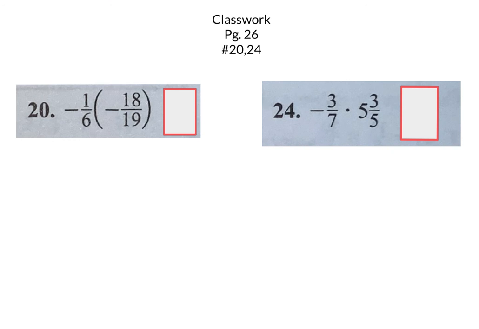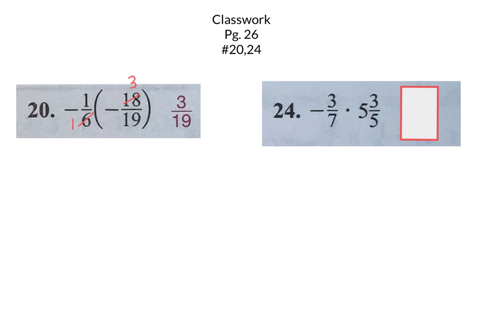Now let's go over these. Could I cross cancel here? Yes, what could I cross cancel? 6 divided by 6, 18 divided by 6. Negative and a negative, so my answer should have been positive. Positive 3/19 when you multiply across, okay?